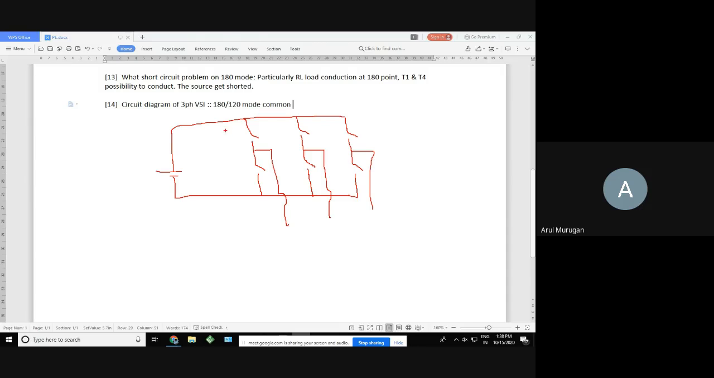You can give the numbers. The top switches are the odd numbers: 1, 3, 5. The bottom switches are the even numbers, starting with 2, then 4, then 6. You give the sequence like this. Then here you connect the load resistance. So this is a three-phase voltage source inverter.